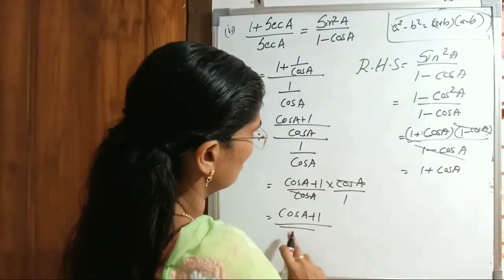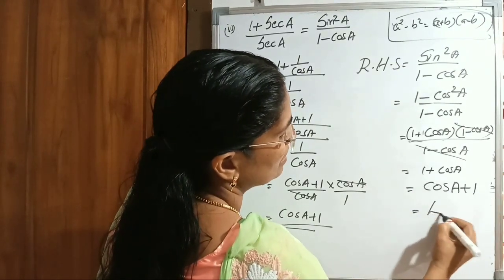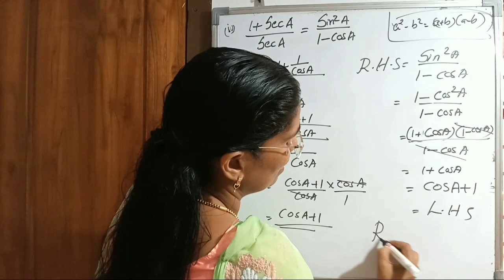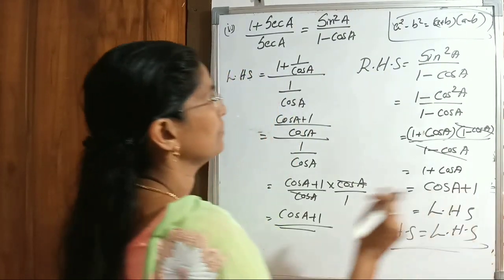What is our LHS? Cos a plus 1, or we can write it as 1 plus cos a. This is our LHS. Now we got RHS equal to LHS. It is a very simple question.